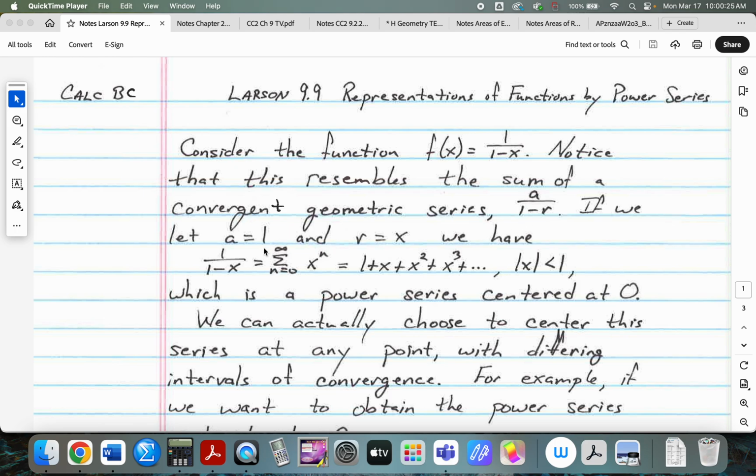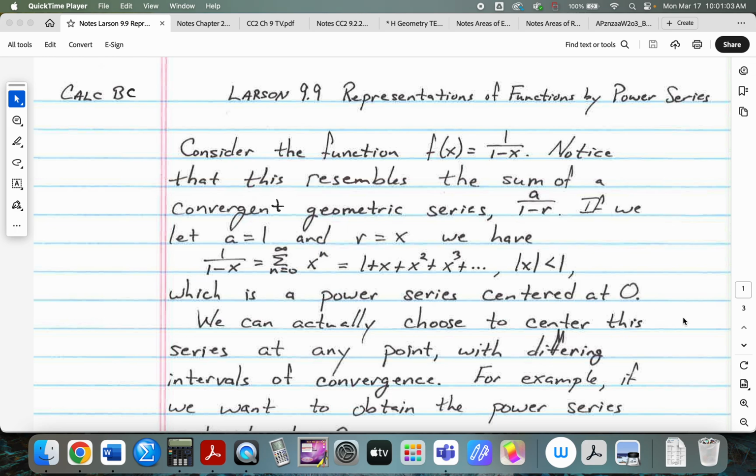If we let a be equal to 1 and r be equal to x, we have that 1 over 1 minus x is the summation as n goes from 0 to infinity of x to the nth, which is 1 plus x squared plus x cubed, etc., provided that the absolute value of x, because that's r, is less than 1. Right? That's the rule for geometric series, is the absolute value of what you're multiplying by, the common ratio, has to be less than 1. So this is a power series centered at 0.